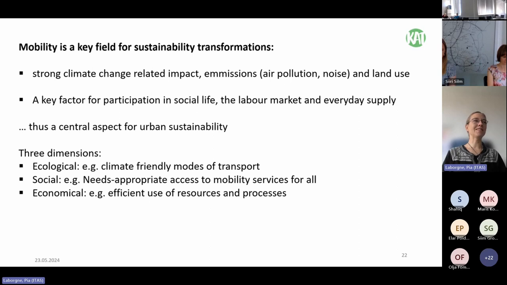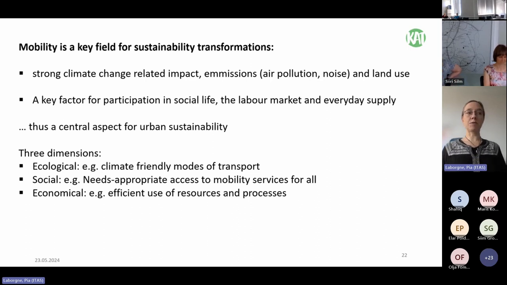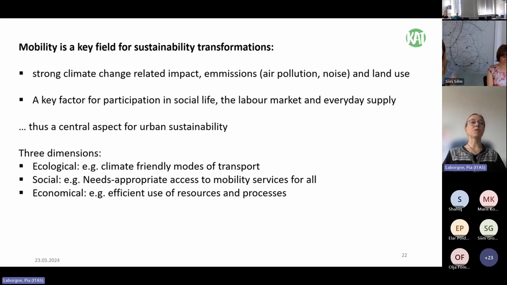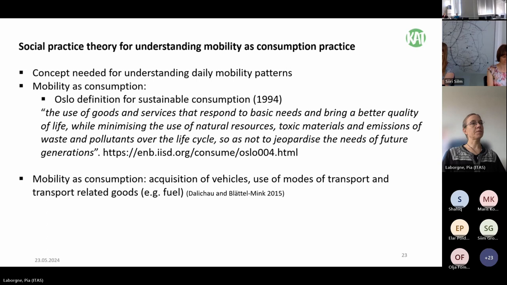But what I want to stress here is that it's also a key factor for participation in social life, labor market, everyday supply, and thus it's a really central aspect for urban sustainability. It has different dimensions. The ecological dimension is to find climate-friendly modes of transport, then the social dimension needs appropriate access to mobility services for all, then economically to have an efficient use of resources and processes. Yes, and then the question is how to understand and finally transform mobility patterns, practices.